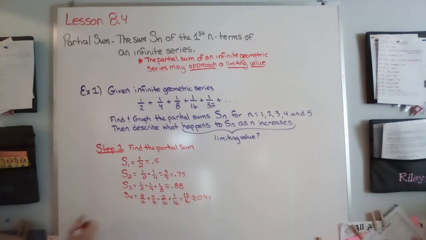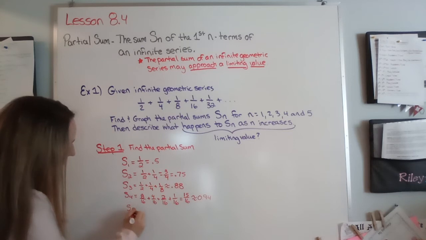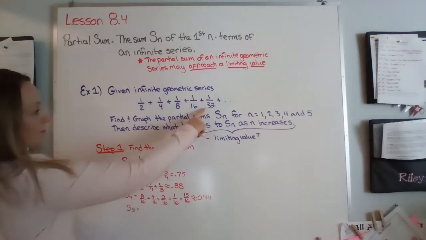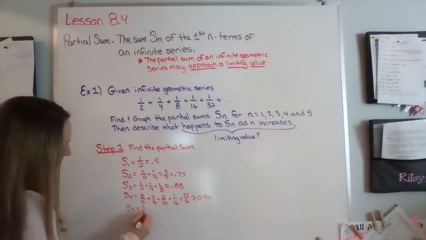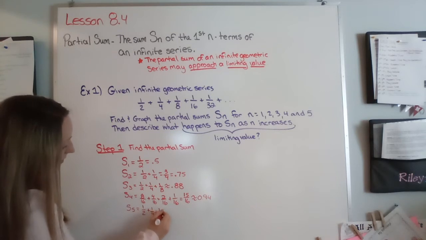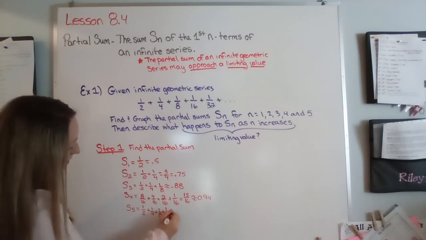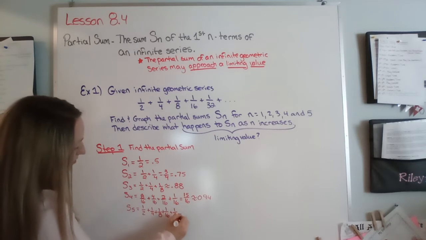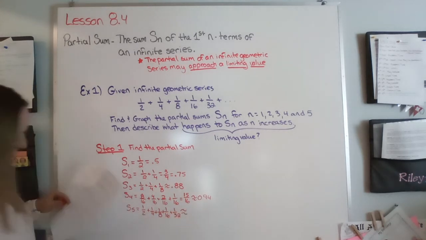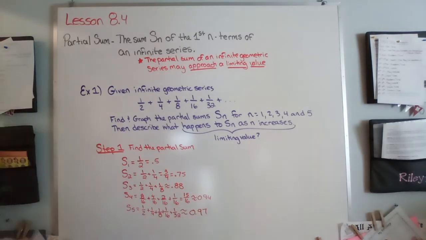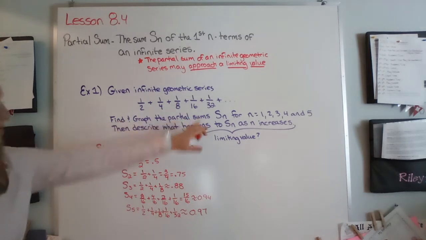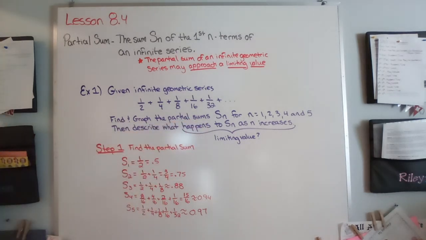And then finally, the partial sum of the first 5 terms. I would need common denominators of 32, and I'm not going to take the time to do that this time. So it's just 1/2 plus 1/4 plus 1/8 plus 1/16 plus 1/32. That's going to give you a decimal of approximately 0.97. So step 1 is to find the partial sums. That's what I did here. Then we need to graph them.